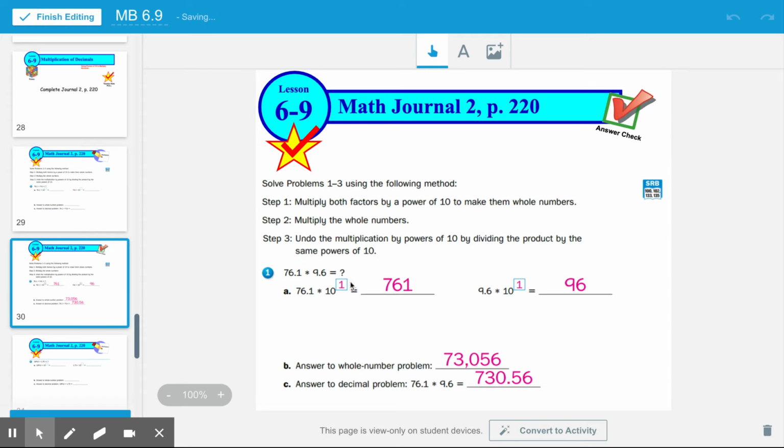I hope that you said 1 for each of those to turn them into whole numbers. It takes 76.1 times 10 to the first power to turn that into a whole number. Same thing for 9 and 6/10. Takes 1 power of 10 to turn that into the whole number. So your answer of the whole number problem is 73,056. But if you were to do an estimate for this, you see we have 2 powers of 10, that means we're going to go back 2 places. We would put our decimal right there. That would give us 730 and 56 hundredths.